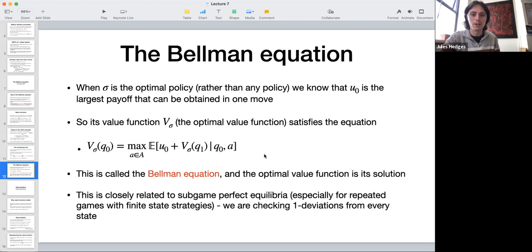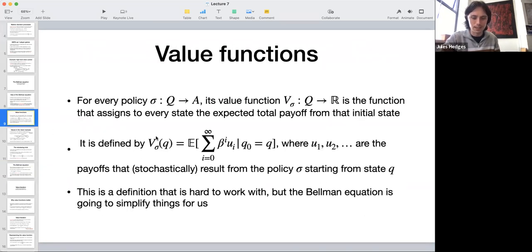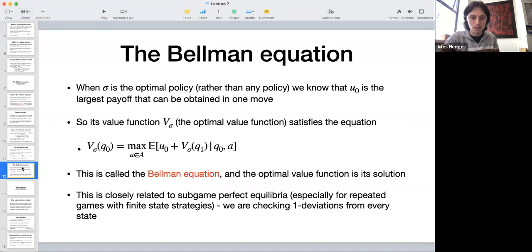And the solution of the Bellman equation, so here V is the unknown thing here. So the V that satisfies this equation, because it appears on both sides, is the optimal value function. So it satisfies this definition. It is the value function for the optimal policy, where sigma is the policy that will maximize the discounted sum. So this is noticeably very closely related to subgame perfect equilibrium. So what we're doing is we're checking one-shot deviations in every state of the Markov chain.